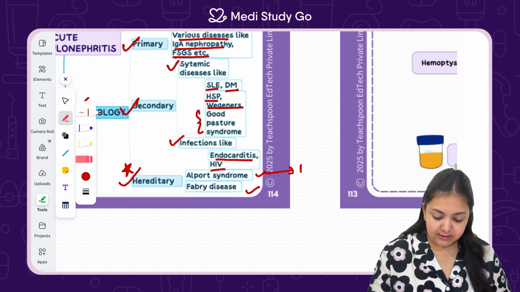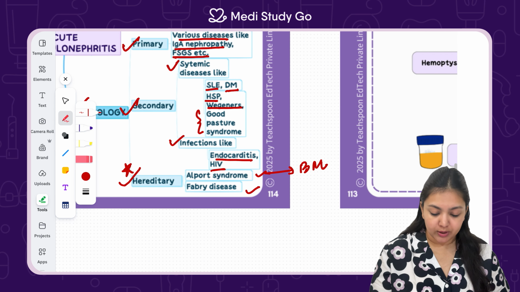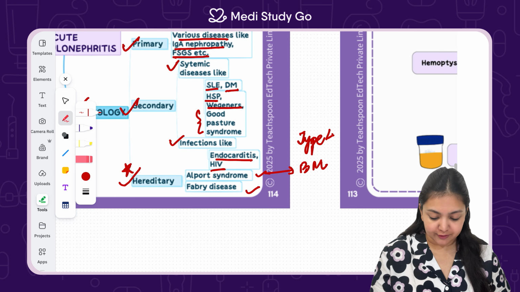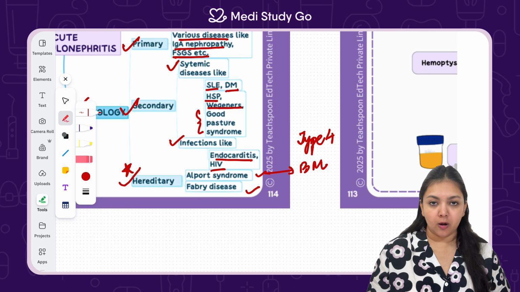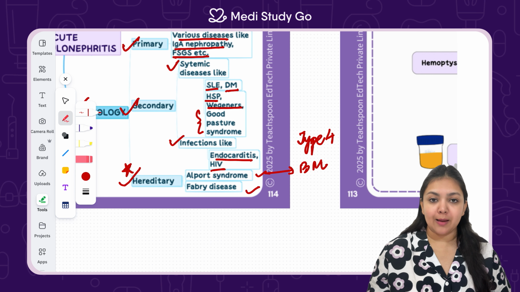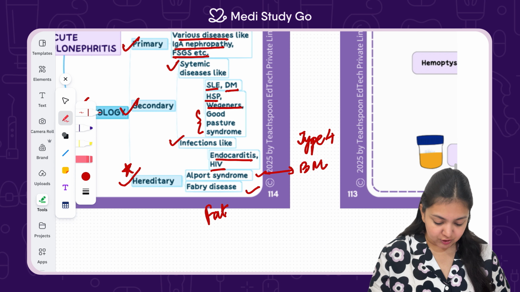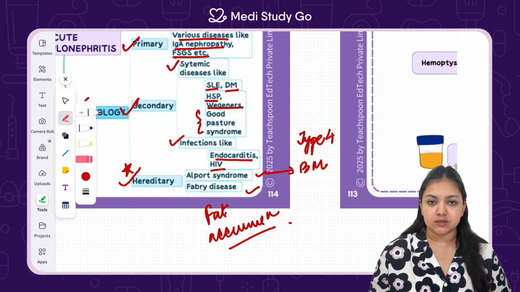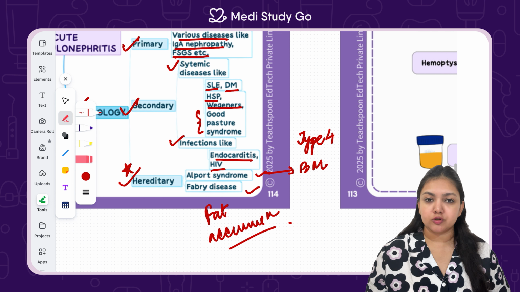Alport syndrome is basically a basement membrane disease wherein type 4 collagen is defective, and if collagen will not be formed, the basement membrane is going to be affected and a defect is going to be present in the glomerulus, leading to Alport syndrome. Whereas in Fabry disease, there is fat accumulation, which is genetic in nature and not because of any external cause. So this fat accumulation is also going to lead to blockage and obstruction, leading to inflammation in the renal system.